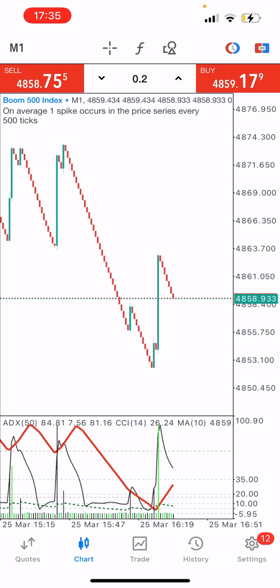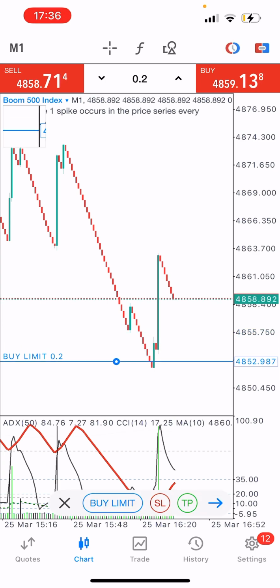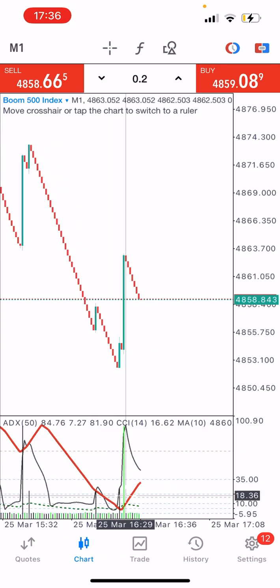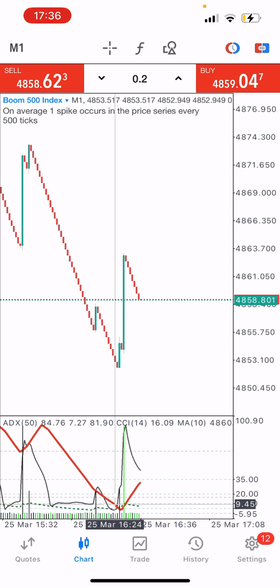So let's assume you are trading a small account, let's say a $100 account. And then let's trace this, I just want it to be accurate. Let's say this guy entered from here.